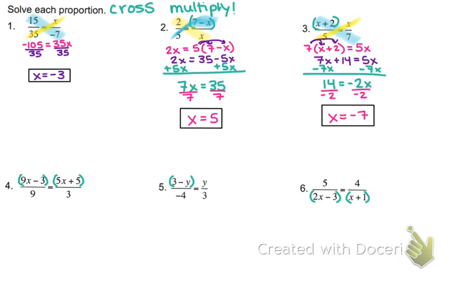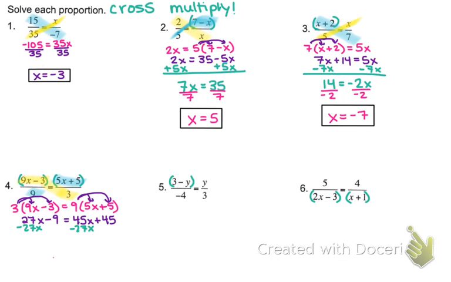Number 4, we've got to distribute on both sides of the equal sign, but first let's cross multiply. 3 out in front of 9x minus 3, and 9 out in front of 5x plus 5. Distribute on both sides. Alright, if I bring my letters to the left, I'm going to have a negative x, so I'm going to actually bring my letters to the right and subtract 27x from both sides.